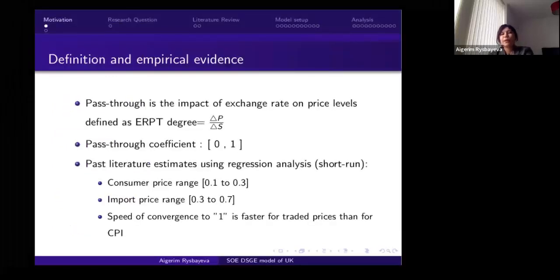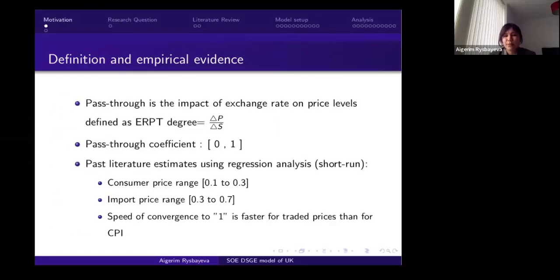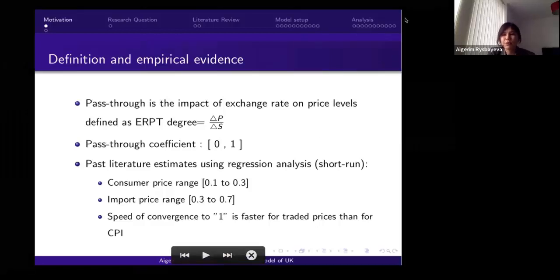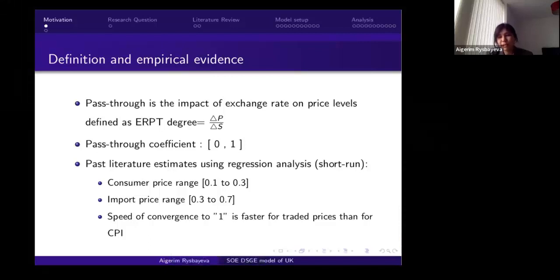Before we proceed with my paper, first let's define what exchange rate pass-through is. This is the impact of the exchange rate on price levels, and price levels could be any price levels: tradable prices, non-tradable prices. It could be final prices like CPI. For tradable prices, most of the literature has been done on import prices.